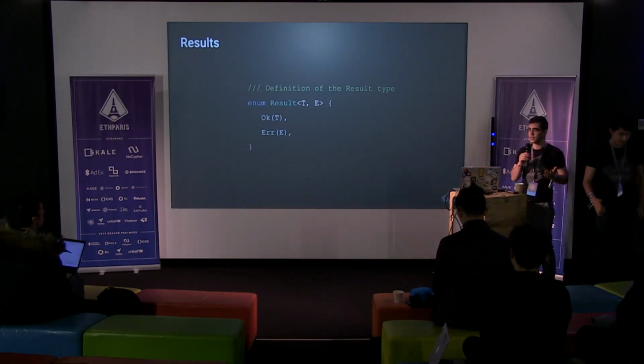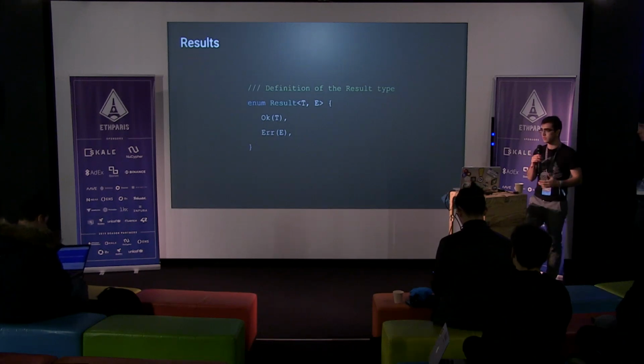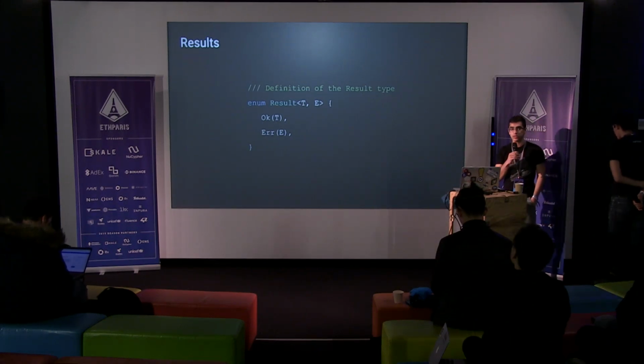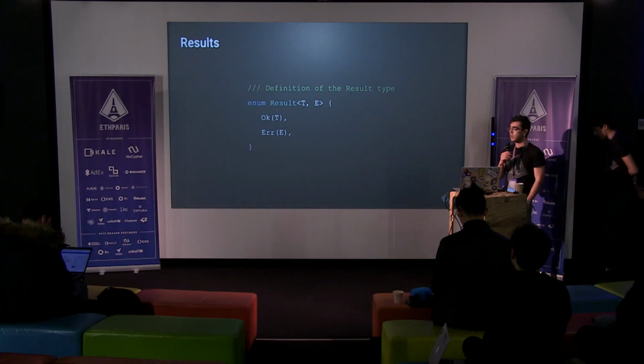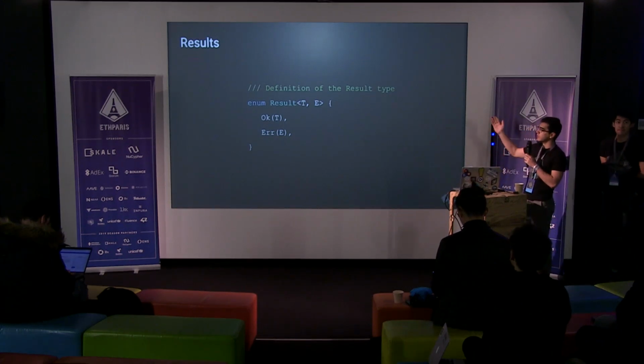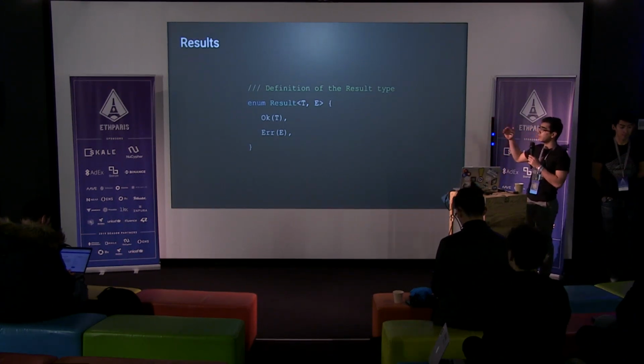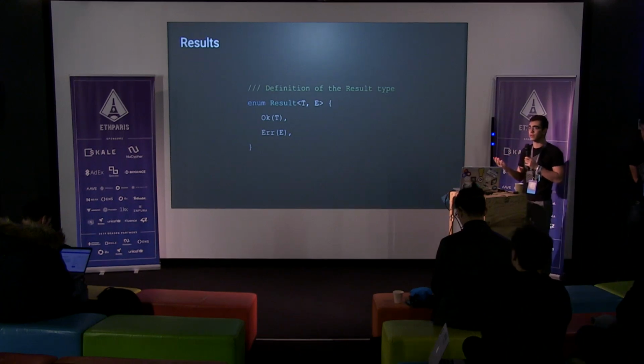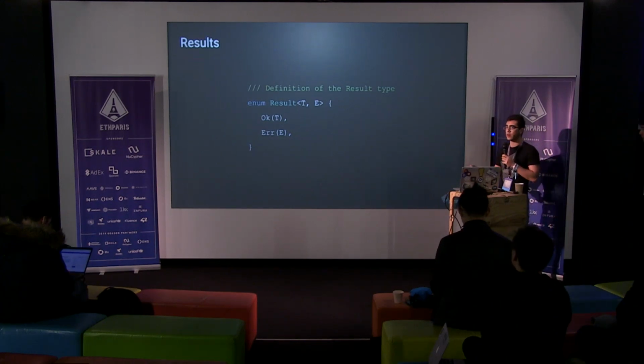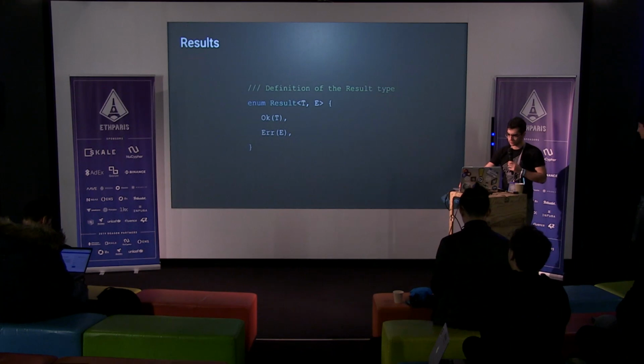So one of the first things that we saw throughout the code was Result. In Rust, a Result is how we do error handling. A Result contains two types. It can either be Ok, which means everything went as expected, or there was an error and we need to return that to the user.